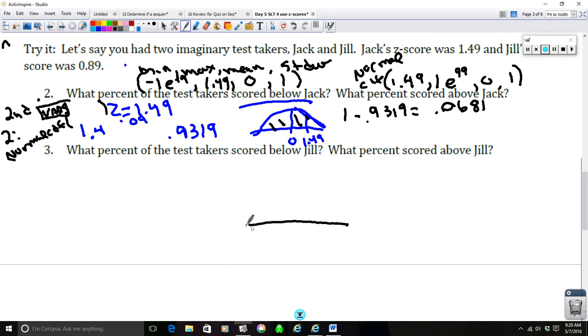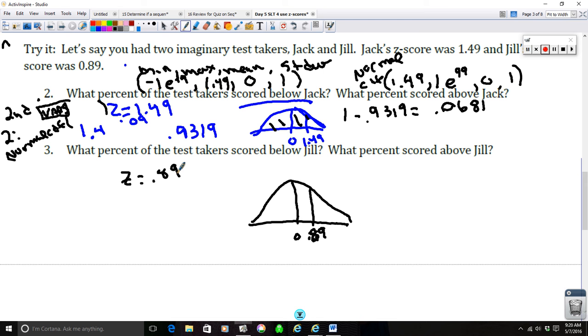So right here is our curve, and she scored 0.89 standard deviations above the mean. So we want to find what percent scored below Jill. So this is the area to the left of that z-score, and scored above is the area to the right. So again, one thing you could do is you could use your chart and look up 0.89, because her z-score is 0.89. So you can do this two different ways.